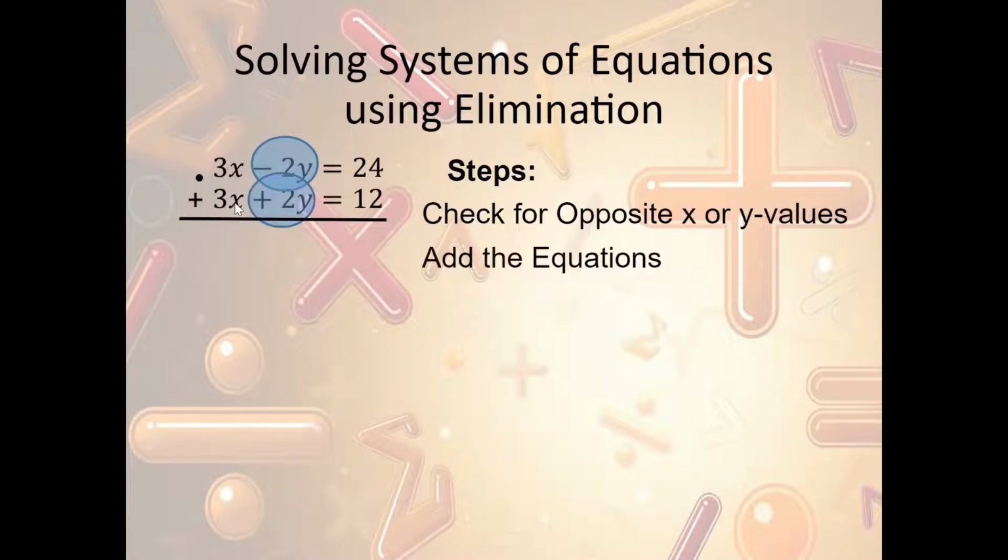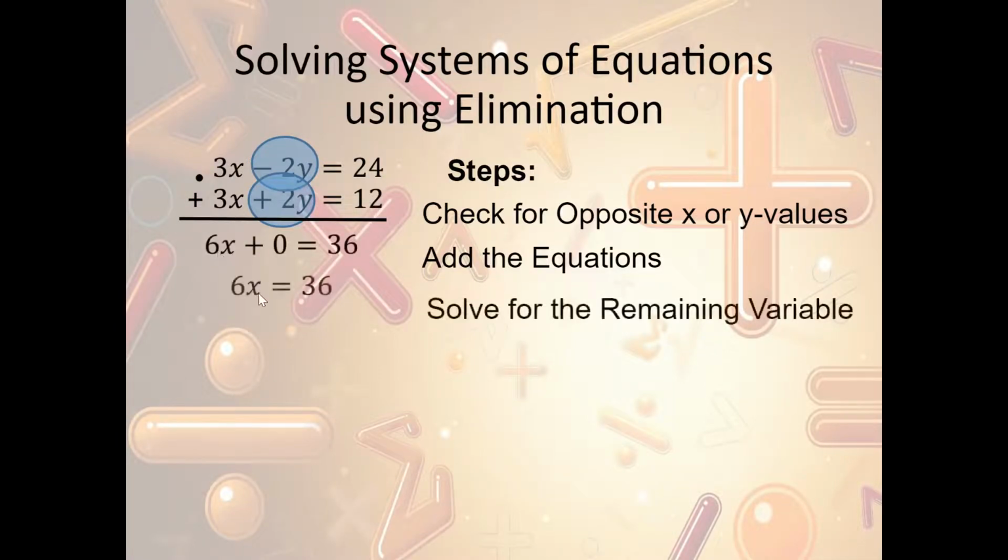So we add 3x plus 3x, and we get 6x. Negative 2y and 2y is equal to 0, right? So that's the elimination part. We eliminated the y's. And then 12 plus 24 is 36. So we end up with 6x is equal to 36. Now we're going to solve for x. So 6 is being multiplied by x, so I undo it by dividing. We divide both sides by 6, and we get x is equal to 36 divided by 6 is 6.